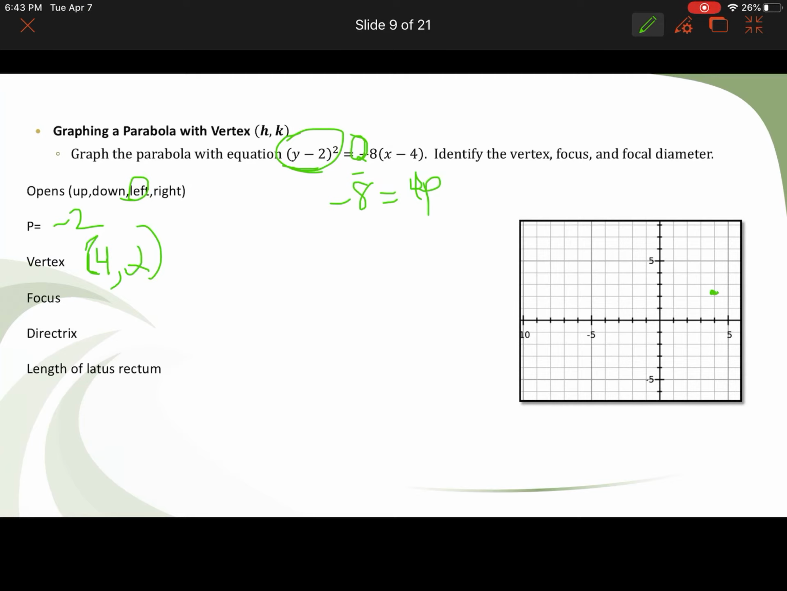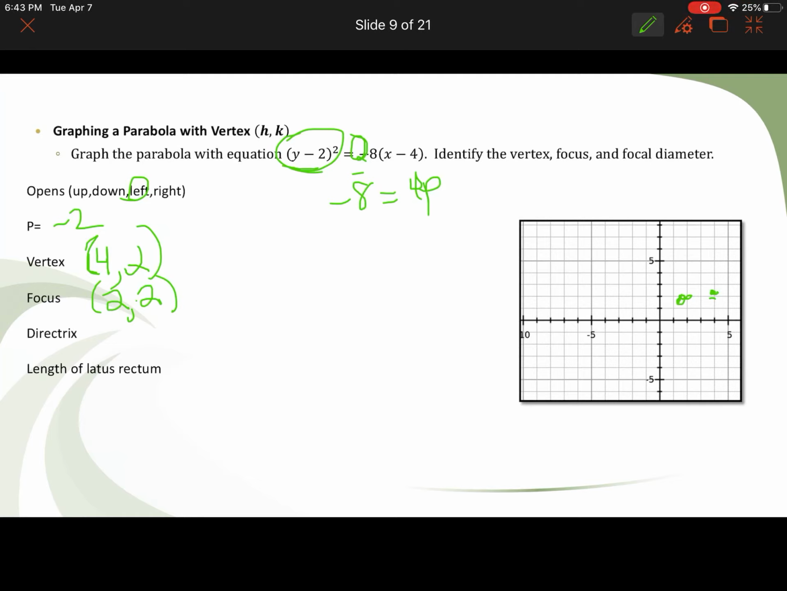Okay, so the focus is going to be from that vertex. I'm going to go to the left because it's opening to the left, right? So I'm going to go negative 2 from that vertex. So the vertex is at 4, the x value, right? So I'm going to subtract 2, and I get 2, and the y value will stay the same. So my focus is going to be right there at 2, 2. Sorry, I don't write very well with styluses on screens.